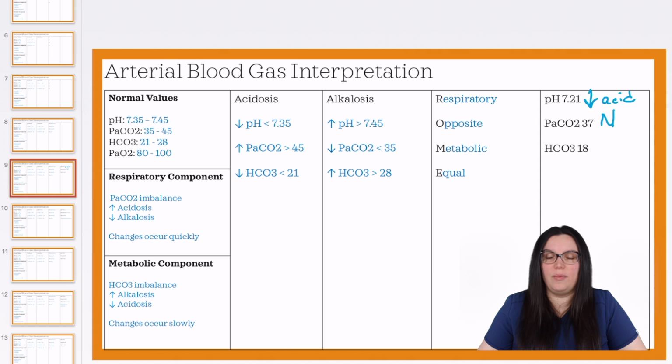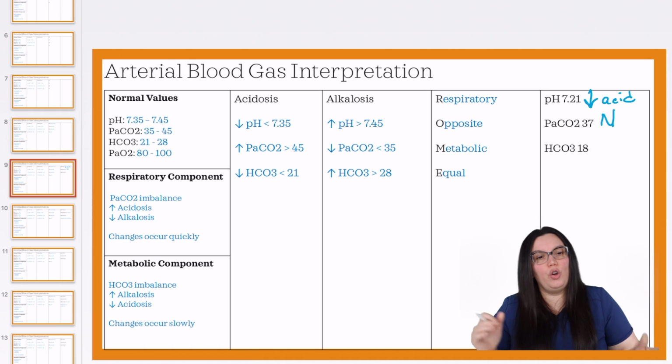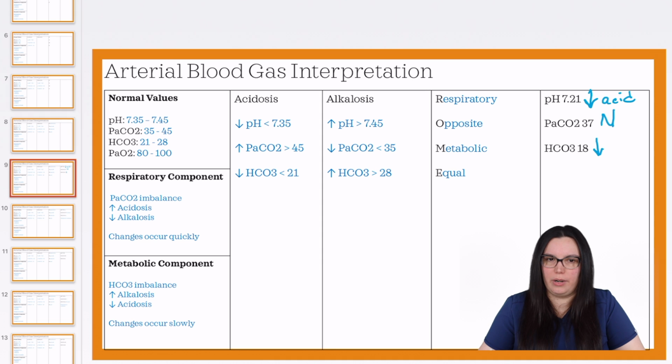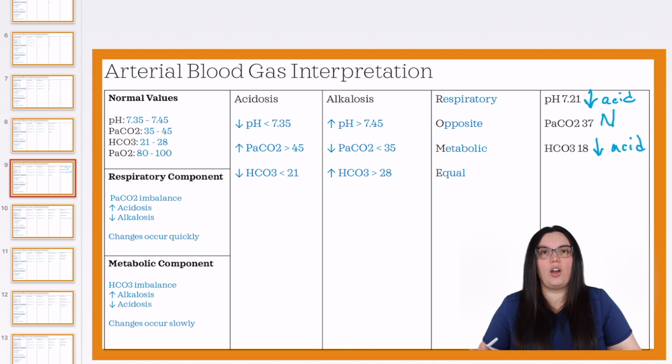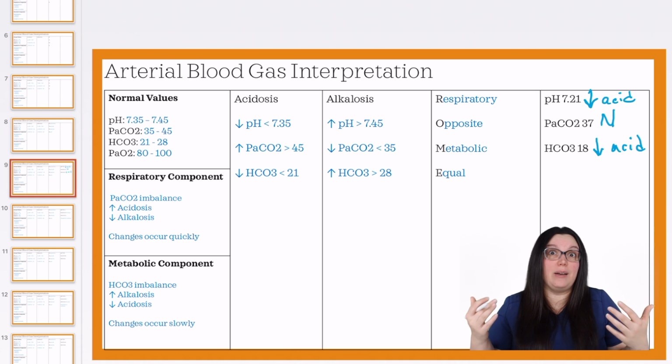Moving on to our bicarb, our metabolic component, our HCO3 is 18. Normal is between 21 to 28. We know that this is less than 21. This is going to be an acid state. So again, using our respiratory opposite, metabolic equal, do our pH and our PaCO2, our respiratory component, are they opposite of each other? Well, no, they're not, right? Our pH is low, but our PaCO2 is neutral. So we know that this is not a respiratory component. So we move on to our bicarb. Is this a metabolic component?